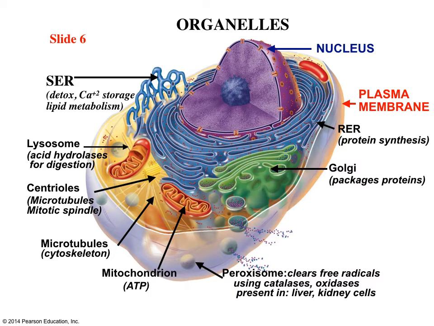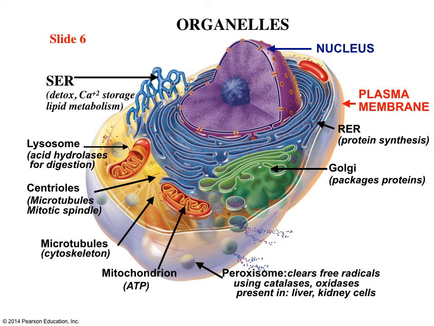Rough and smooth ER. Rough ER is referred to as rough because it is studded with ribosomes. Rough ER works in protein synthesis. Smooth ER or SER functions to detoxify some structures, also in lipid or fat metabolism, and especially in muscle cells, the SER serves as a calcium storage organelle.